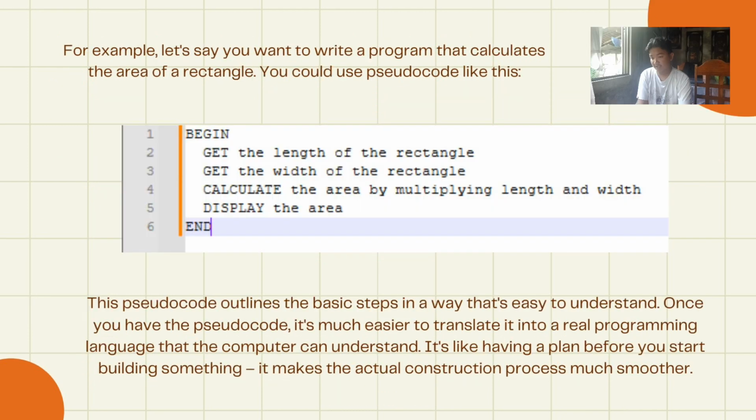So this is an example of pseudocode. This pseudocode outlines the basic steps in a way that's easy to understand. Once you have the pseudocode, it's much easier to translate it into a real programming language that a computer can understand.